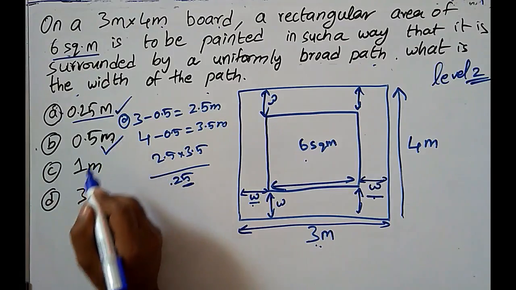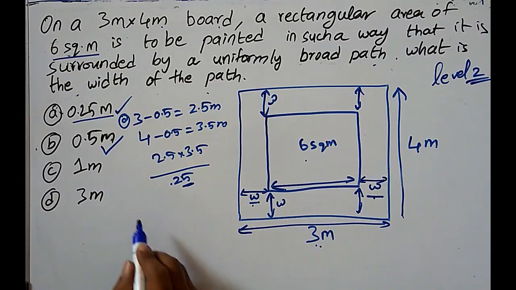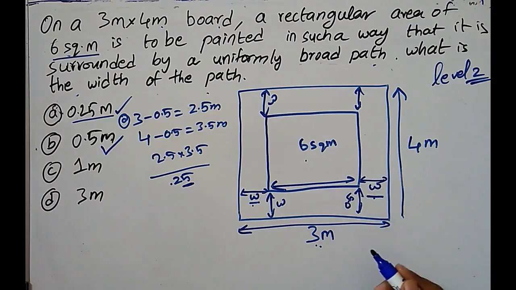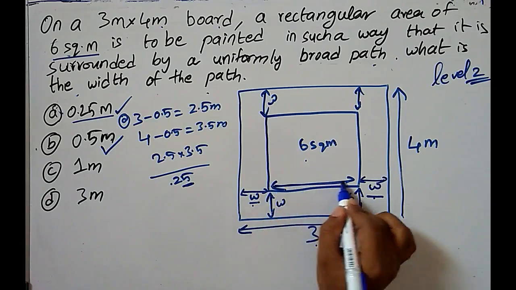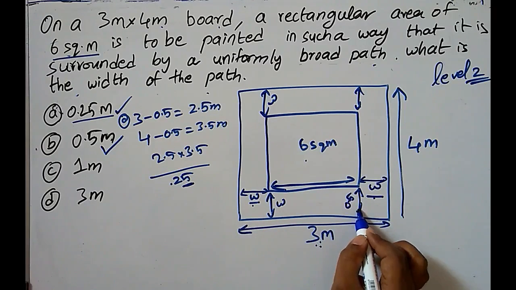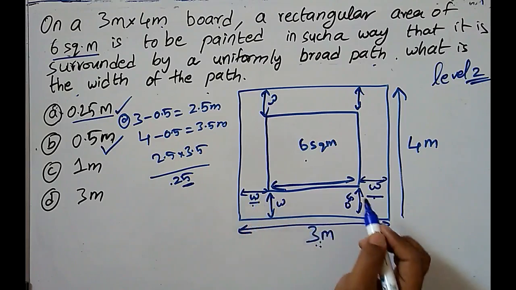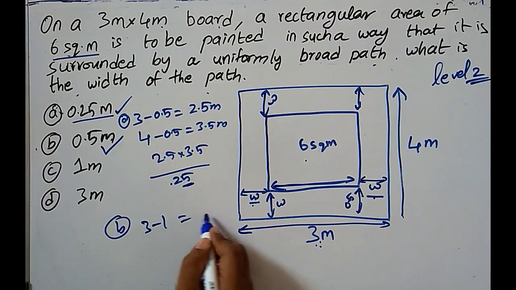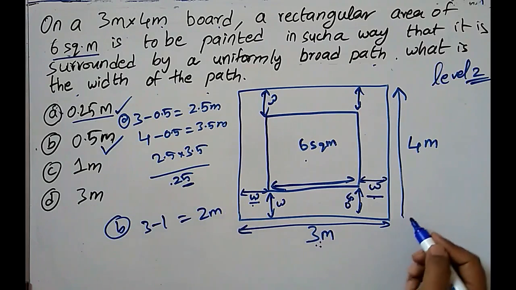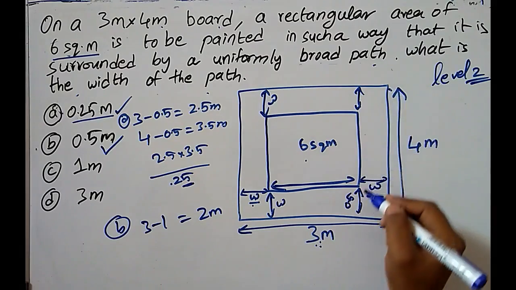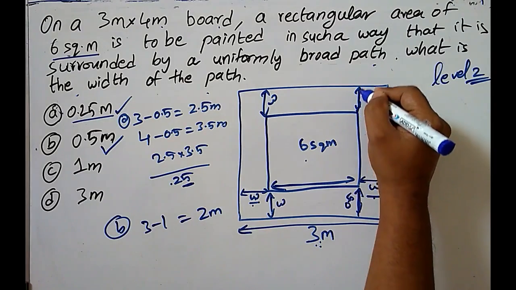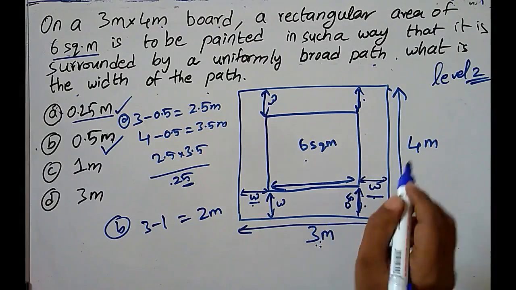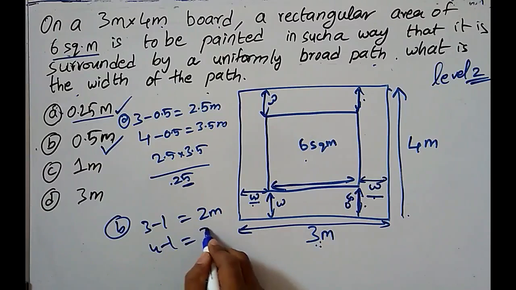So I am going for the second option, 0.5. If I take 0.5 as my width, what is the inside width? 3 minus 0.5 and another 0.5, that is 1. 3 minus 1, that is equal to 2 meters. Here in 4 meters, we have to subtract this width and this width, 0.5 and 0.5, 1 meter. 4 minus 1 meter, that is 3 meters.